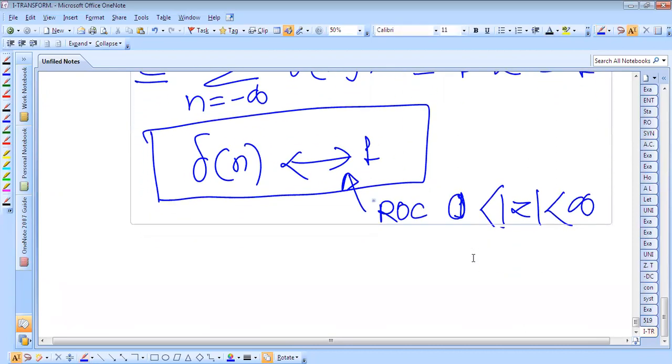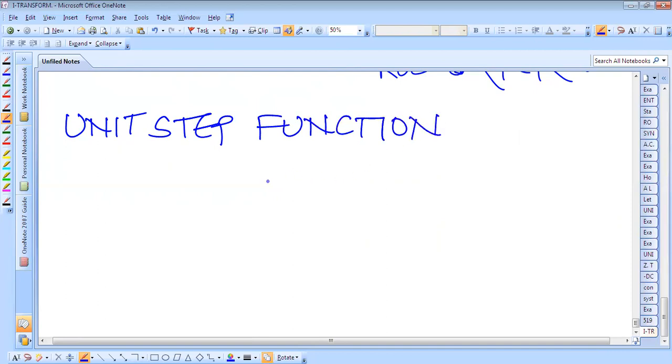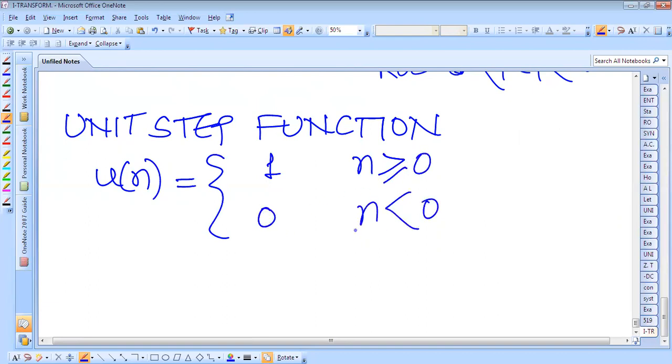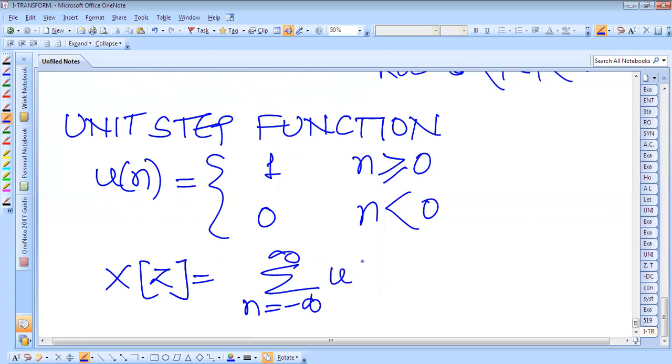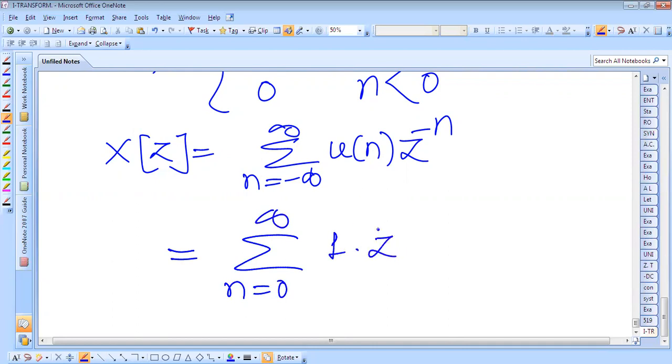Next is the unit step function. U of n we write is equal to 1 for n greater than or equal to 0, and it is 0 for n less than 0. Okay, so therefore the z transform is X of z equal to summation over n equal to minus infinity to infinity of u of n into z raised to power minus n. So u of n is 1 here. For this unit function, we have to change the limit from n equal to 0 to infinity, and u of n is 1, z raised to power minus n.